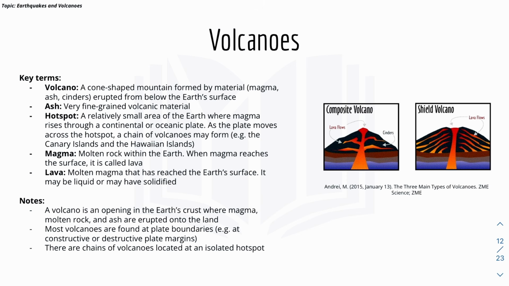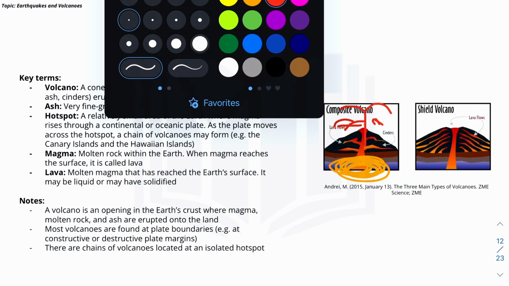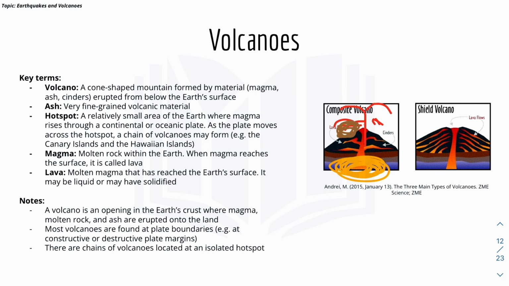And here's a key difference between magma and lava. Magma is molten rock within the Earth, and when magma reaches the surface, it is called lava. So here we have a composite volcano. Here we have the magma chamber, where it's all molten rock. It's called magma, right? Once the magma rises to the top and erupts, and it cools down on the surface, it's called lava.